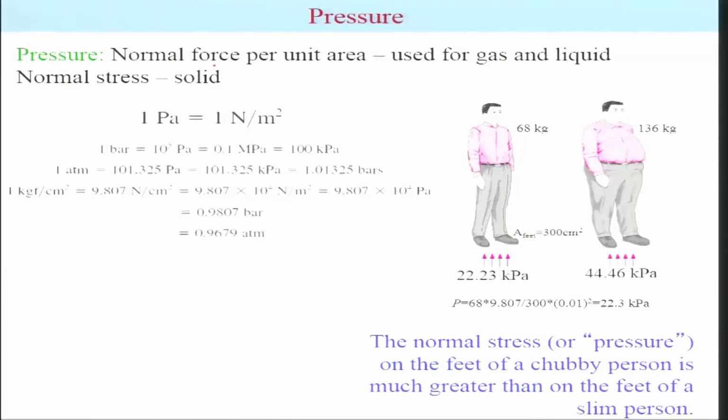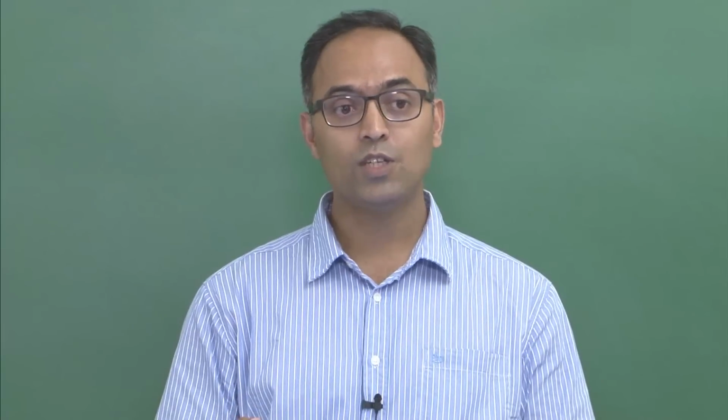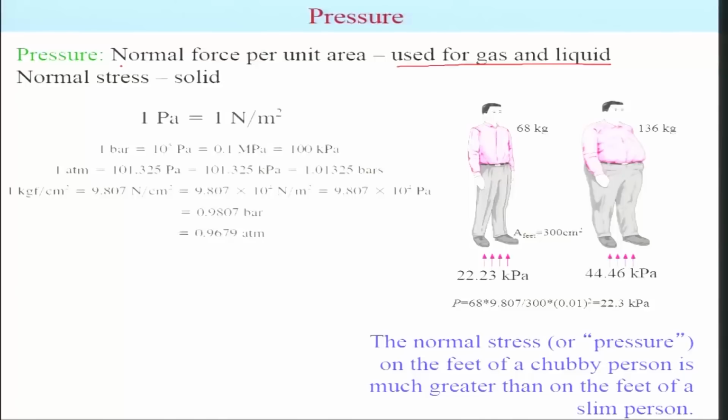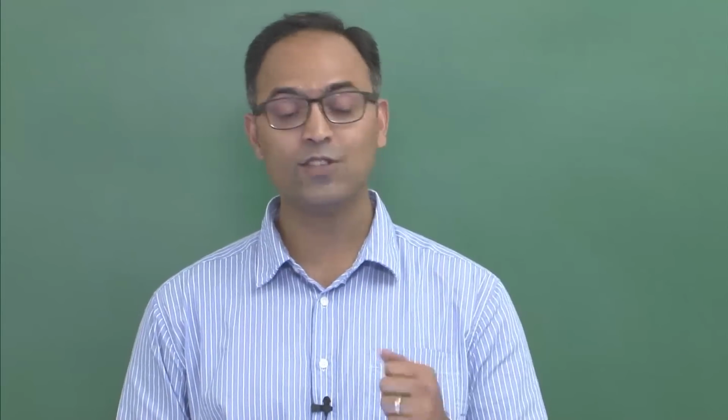It's a simple definition: it's the normal force per unit area. It's commonly used for gas and liquid. For the case of solids, we use stress. Now, is pressure a scalar or a vector? We will say that pressure is a scalar for the simple reason that you have already taken the directional force. You are saying normal or tangential, so the direction is already incorporated. On the other hand, stress is not. Stress turns out to be a tensorial quantity.